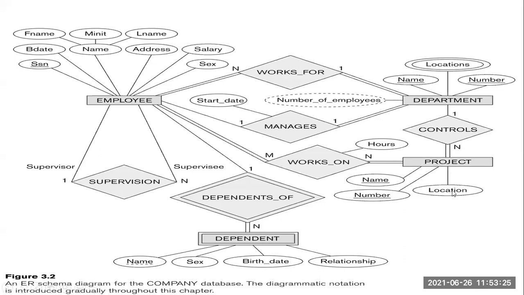Again, the project entity has three attributes in total, just like the department itself. Project name is the primary key, and the number is also a primary key, and the location is a simple attribute. It is not a primary key, nor any other key. And the last entity is dependent here. First of all, the dependent is represented with the help of a double rectangle. So when it is a double rectangle, you have to say that it is a weak entity.